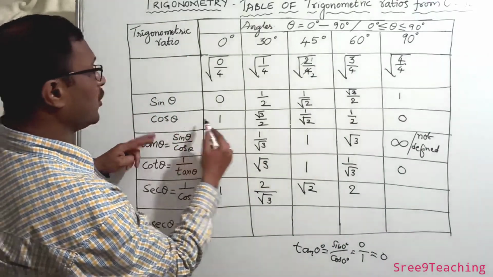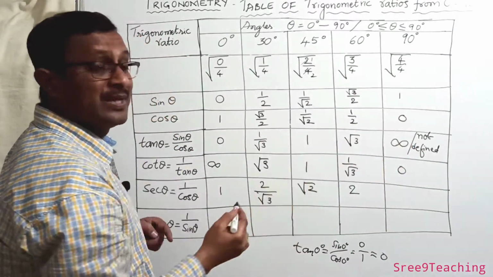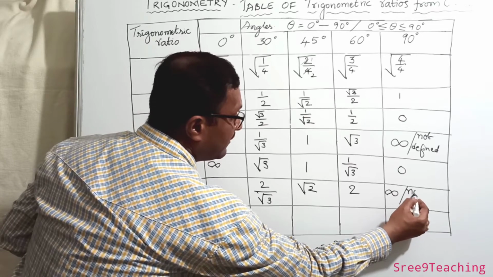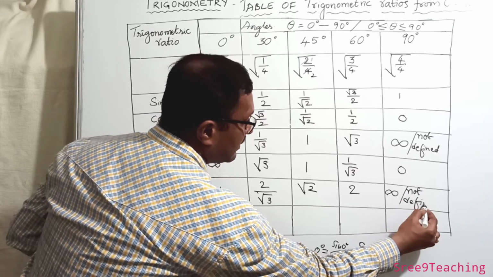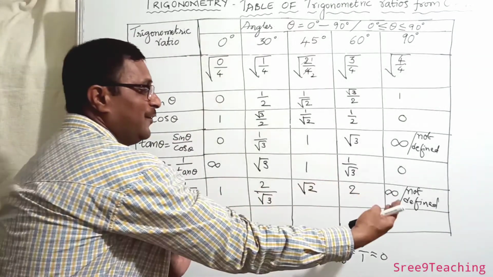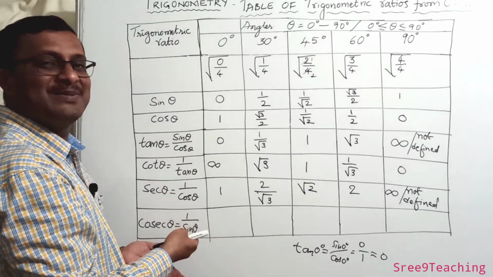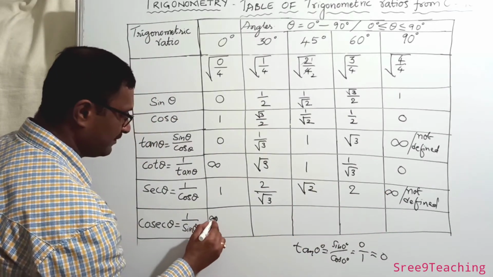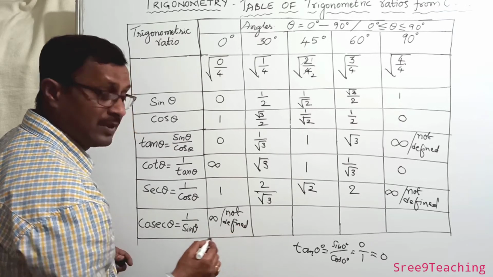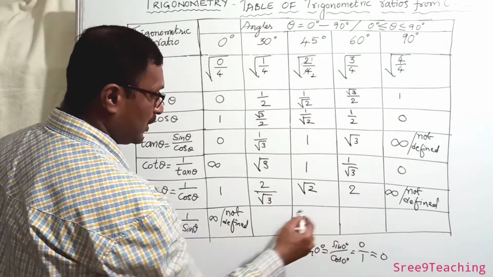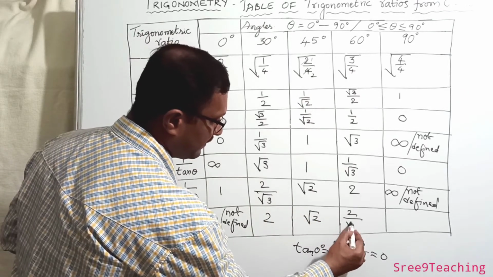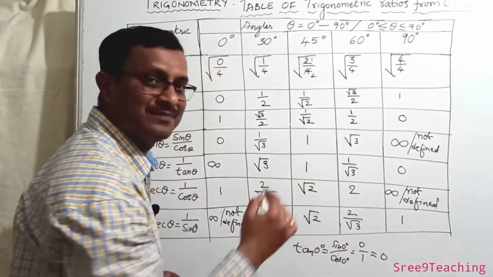Now secant 90 degrees means you have to take cos 90 degrees. Cos 90 is 0. So 1 by cos 90 is nothing but not defined or infinity. So we got secant values, and if you reverse them, you'll get cosecant values. So you write here, not defined. Okay, now next 2 comes here, and root 2 here, 2 by root 3 here, and 1 here. Got it?